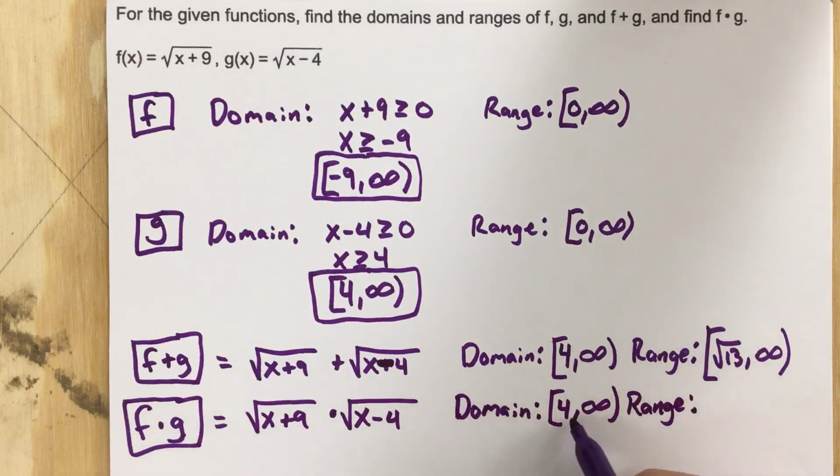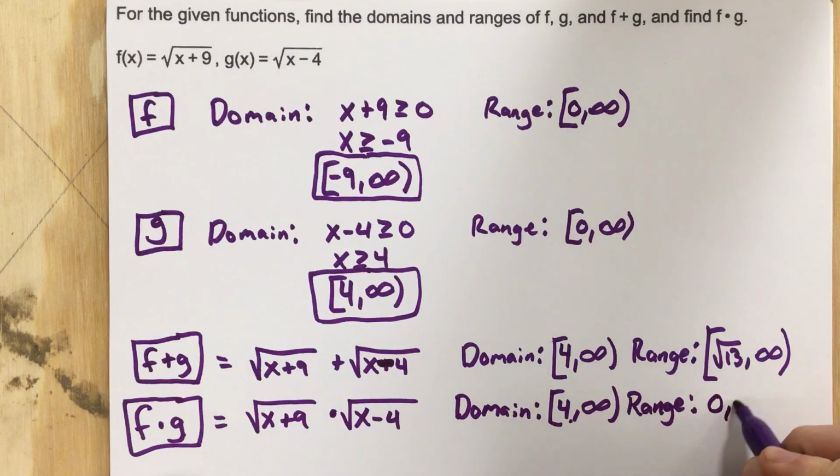Now when we plug in 4, we get 4 minus 4, which is 0. 4 plus 9, which is still root 13. 0 times root 13 is 0. So this ends up being 0 to infinity again for the range.